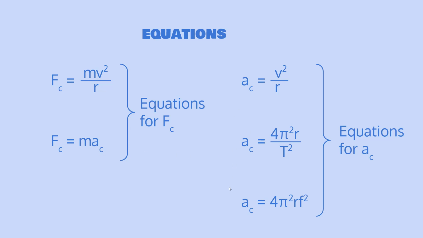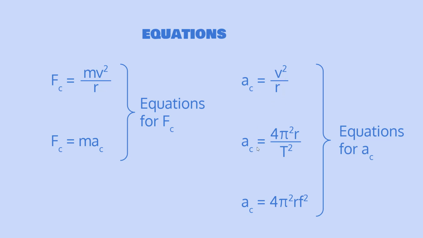And so here I have some equations for the centripetal acceleration as well. So notice here you can set both of these equations equal because they both equal the centripetal force, and then the masses are going to end up canceling out if you divide by the mass on both sides. So that actually results in this equation here where the centripetal acceleration equals the speed squared divided by the radius.